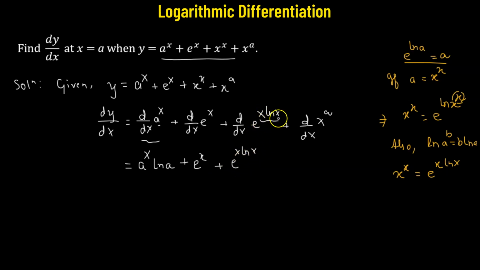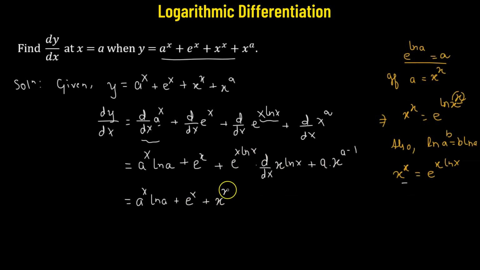But since we have x log x instead of x, we'll have to use the chain rule, so we'll multiply it by the derivative with respect to x of x times log x. Now for the fourth derivative, all we have to do is use the power rule, so this will become a multiplied by x raised to the power of a minus 1. Fine. So this gives us a raised to the power of x times log of a plus e raised to the power of x plus e raised to the power of x log x, which is actually x raised to the power of x.